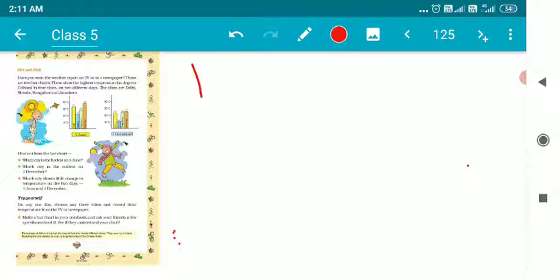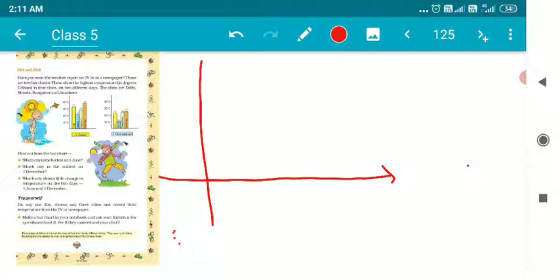A bar graph comes with two axes. One is the vertical axis, one is the horizontal axis. Children, they have got specific names. We generally call the horizontal axis the x-axis and the vertical axis the y-axis.